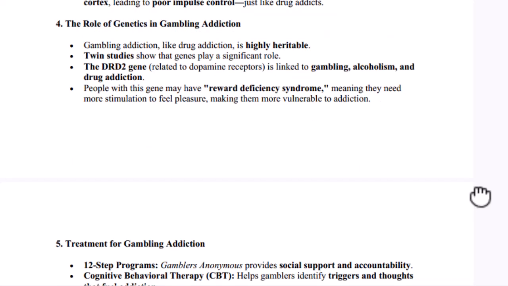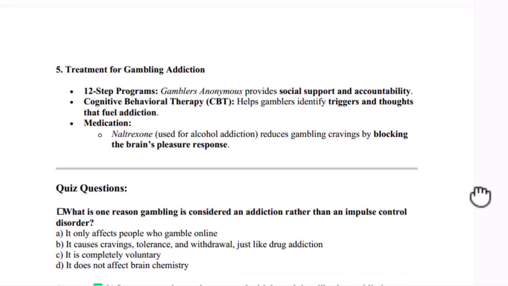People with this gene may have reward deficiency syndrome, meaning they need more stimulation to feel pleasure, making them more vulnerable to addiction. Treatment for gambling addiction.